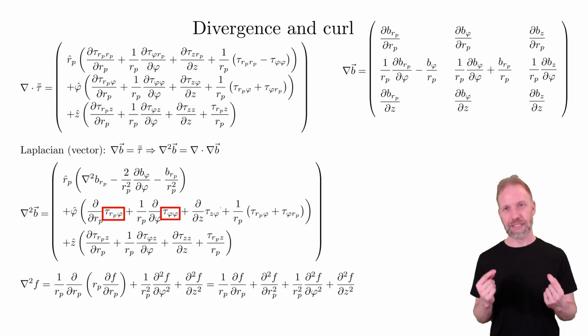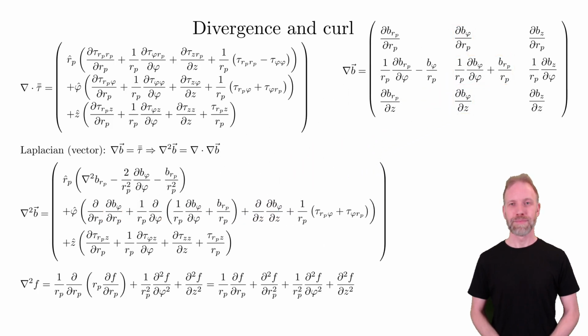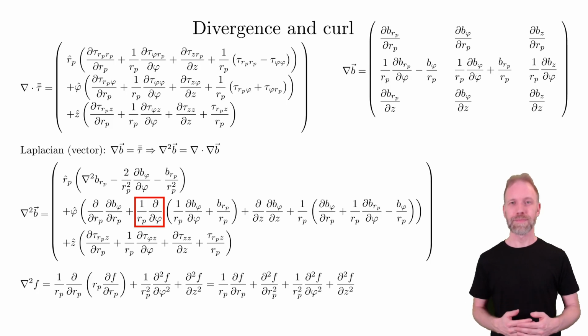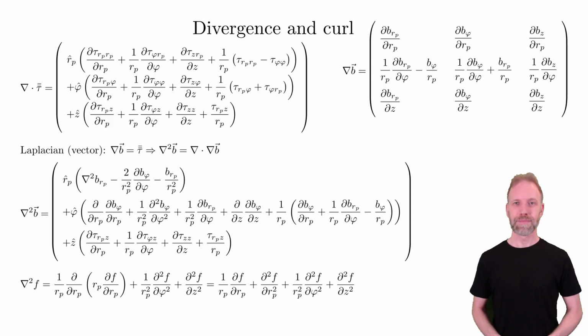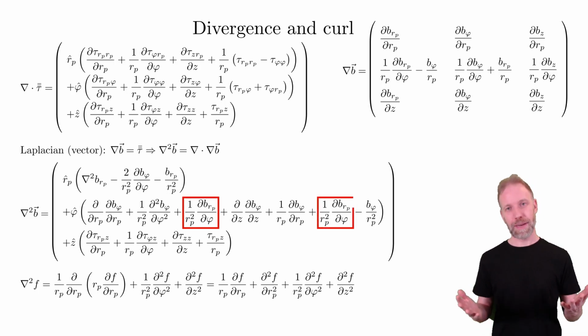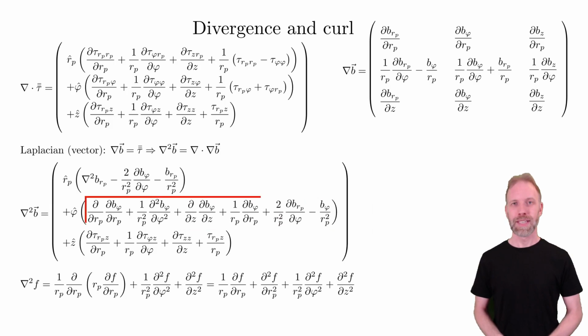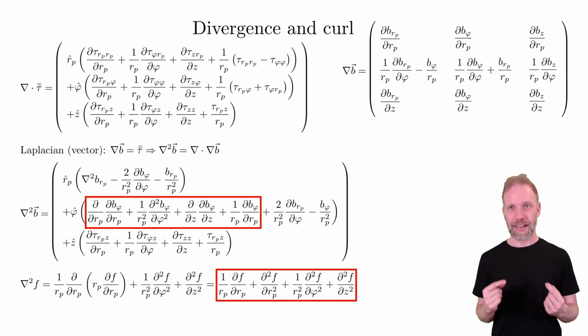Let's continue with the phi direction by inserting these elements from the vector gradient. And insert this. Distribute. And distribute. These are the same. This part is the scalar Laplacian of the phi component of V.